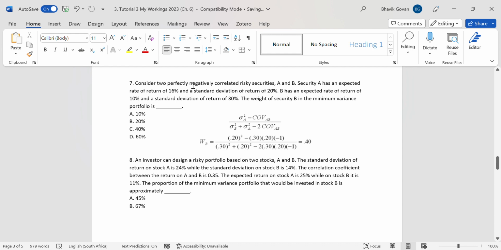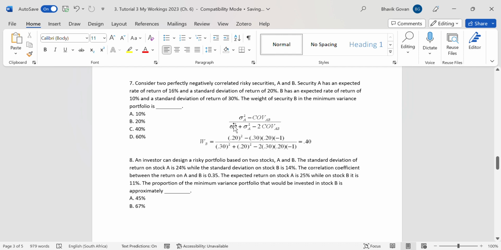Consider two perfectly negatively correlated risky assets A and B. A has an expected rate of return of 16% and a standard deviation of return of 20%. B has an expected rate of return of 10%, standard deviation of 30%. The weight of security B in the minimum variance portfolio.